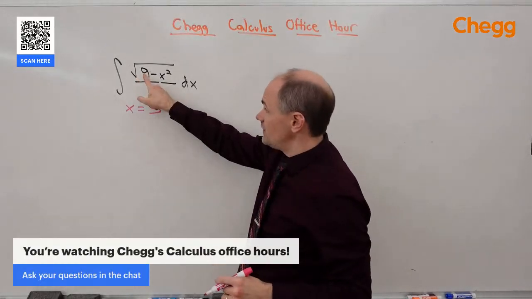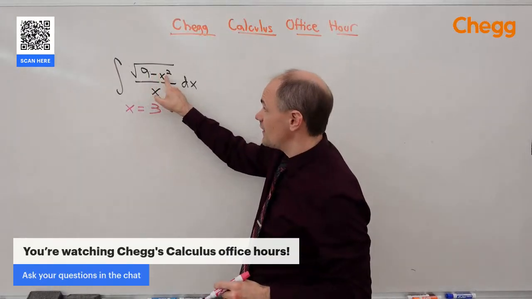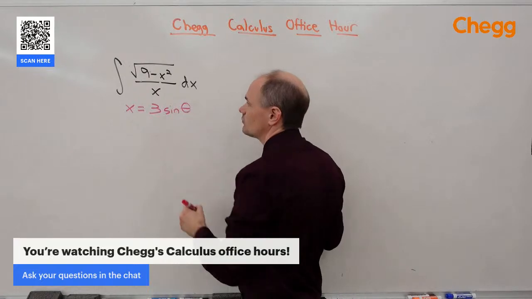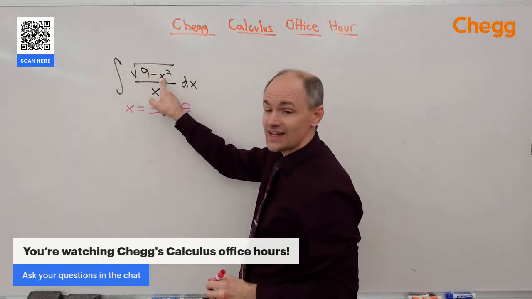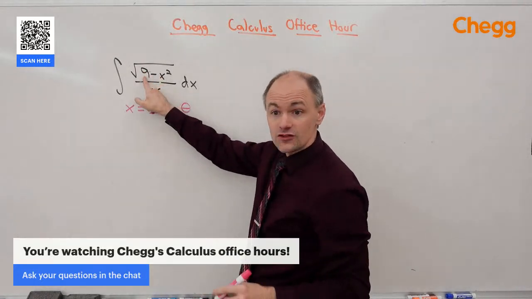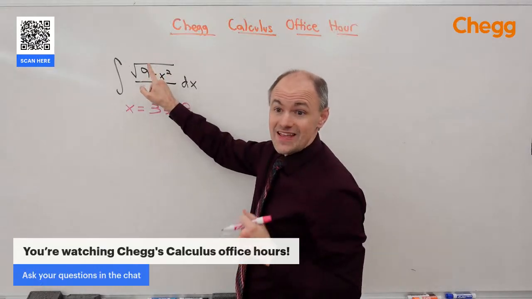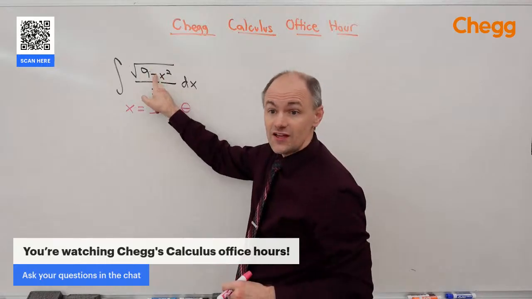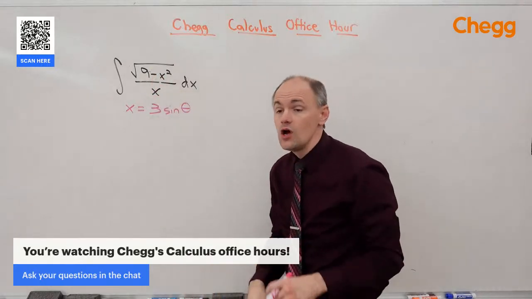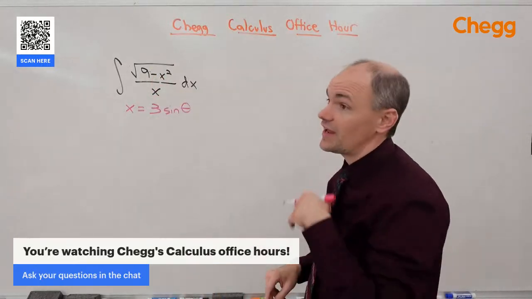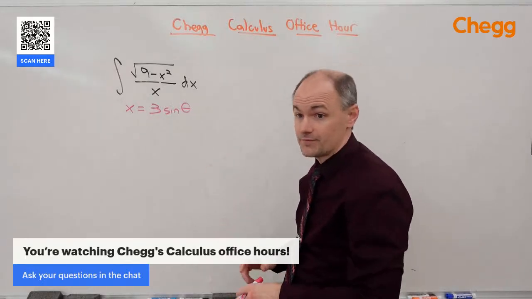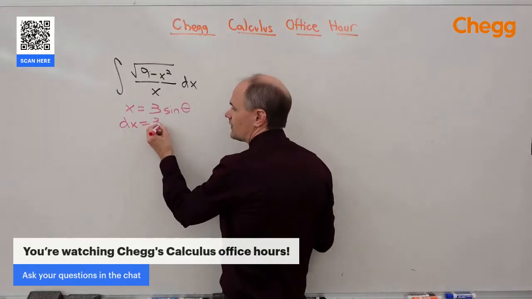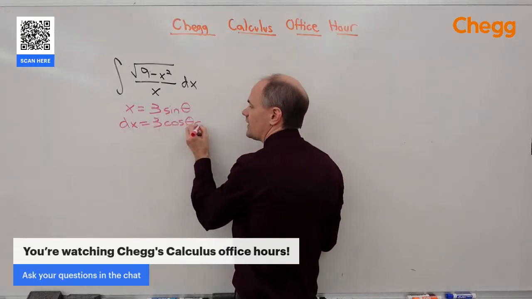And then if it's subtraction and the variable is last, we do a sine of theta, because we want to make this into 1 minus sine squared. If the x was first, we would make it secant, because then we want to have secant squared minus 1. If it's addition, the order doesn't matter. We're going to make it tangent squared, because we want to have tangent squared plus 1. So we want x to be 3 sine theta this time. Then its derivative, dx, is 3 cosine theta d theta.